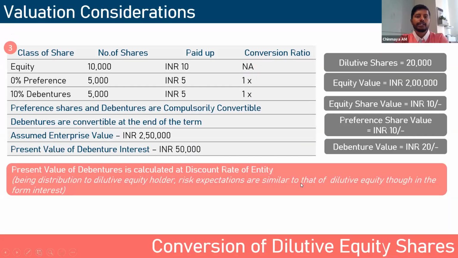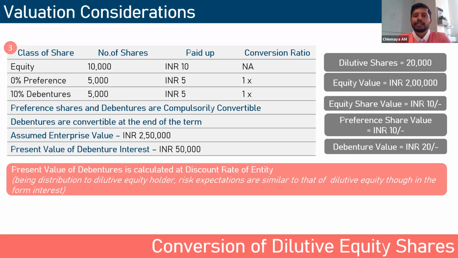Okay, so the next example is on the convertible instruments only, a slightly varied scenario. Here equity is 10,000 shares, paid up is 10, and preference is 5,000 shares, 5 paid up, 1:1 conversion. Here the debentures have an interest component. I think largely we discussed this already in the previous slide, but I'll quickly run through. So 10% interest is there for this 1:1 conversion. All preference and debentures are compulsorily convertible, and debentures are converted at the end of the term. Enterprise value is 2,50,000. Present value of interest of debentures is assumed to be 50,000.